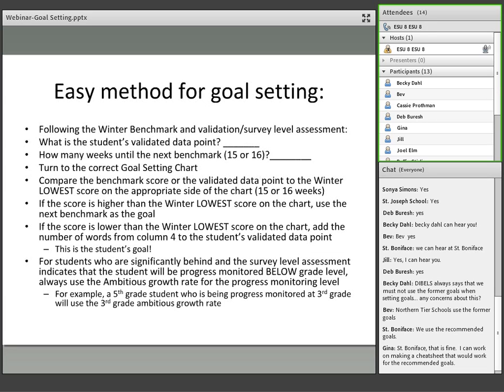So here is our easy method for goal setting. This is exactly what you have. I'm not going to read through it right now because we'll go through it, but the easy method for goal setting is the same as what you have, if you've printed out the DIBELS Next Goal Setting cheat sheet, right at the top. It tells you how you're going to use the easier method that we've come up with for you today.